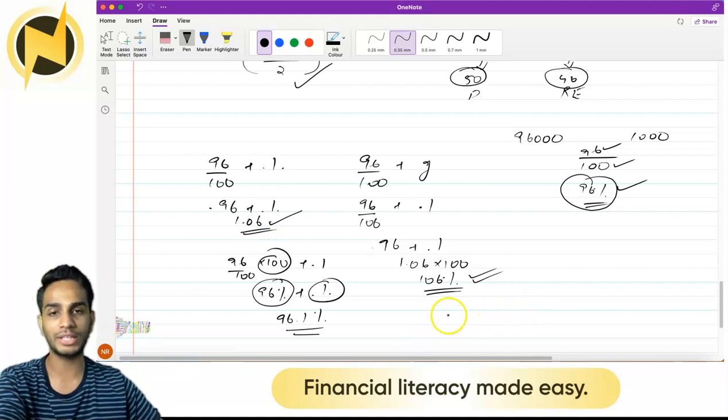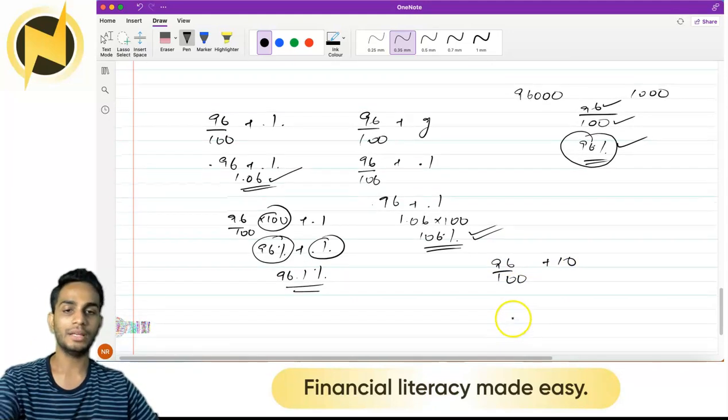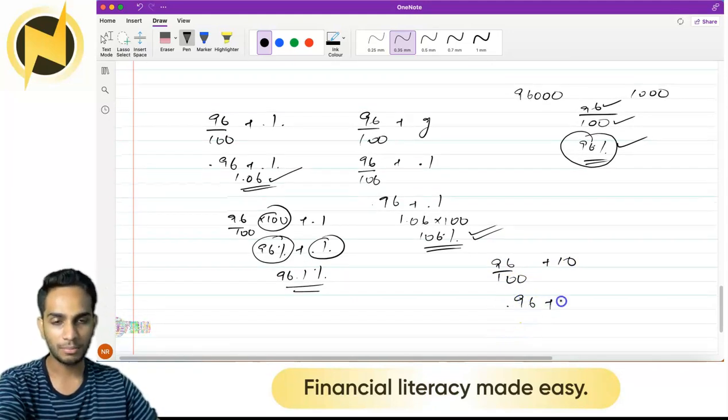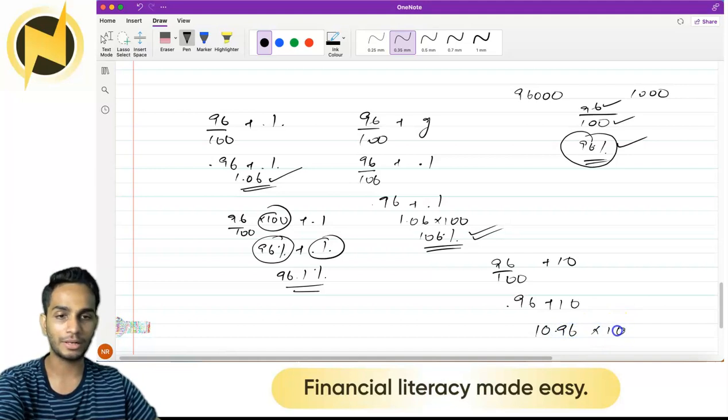Another mistake that students can make is, they take 96 divided by 100 plus the growth rate of 10. So it will be 0.96 plus 10, which is 10.96. Now they will try to establish it as a percentage. They multiply with 100, and that will give you 1096%.